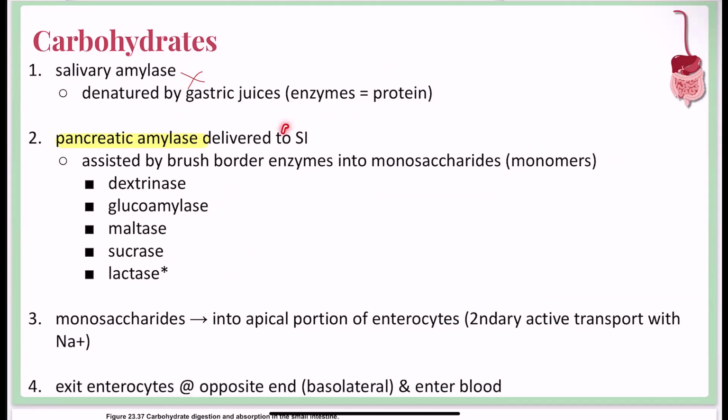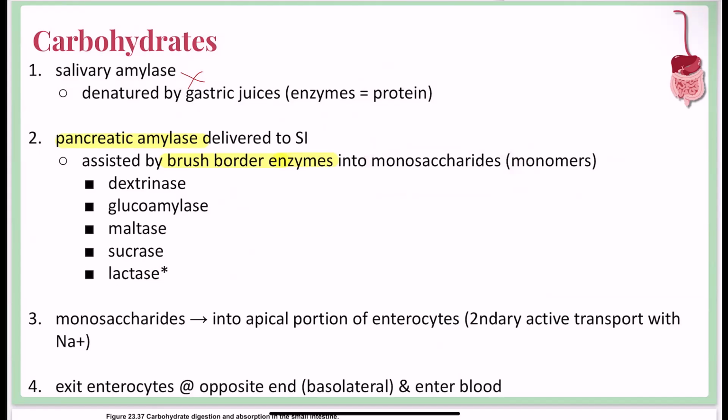And all the stuff from the pancreas gets delivered to the small intestine, so that's great. This happens in combination with brush border enzymes. The brush border enzymes help take pancreatic amylase, so the starch, and then other monosaccharides or other sugars. We want to bring them into monosaccharides, which are the monomers of carbs.